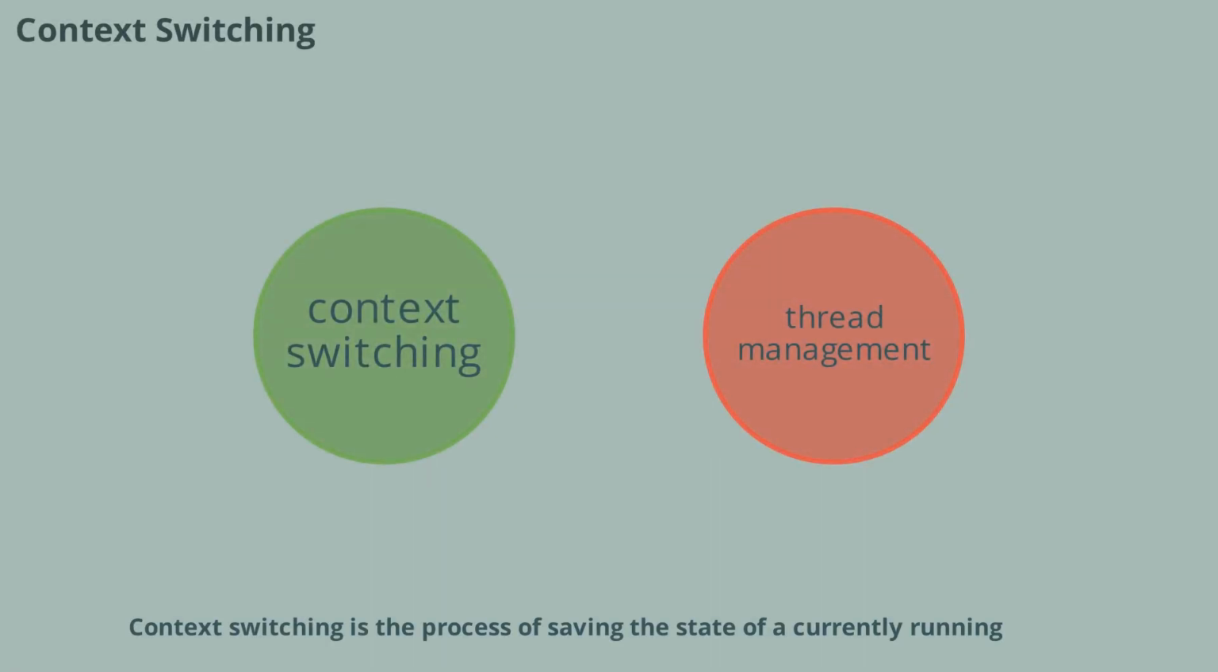Context switching is the process of saving the state of a currently running process or thread and loading the state of the next one to be executed. When a thread's time slice expires, the OS scheduler performs a context switch, moving the CPU's focus to another thread. This mechanism allows multiple threads to share the CPU, creating the appearance of simultaneous execution even on single-core systems.